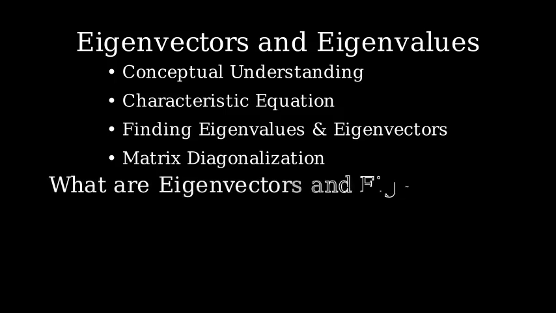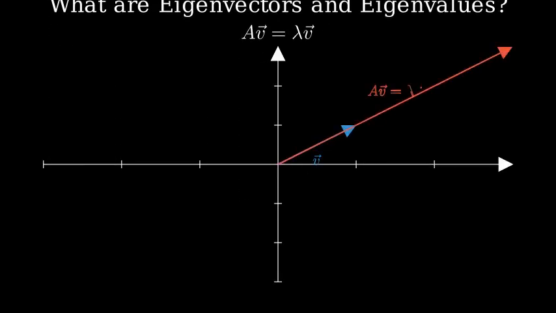An eigenvector of a square matrix A is a non-zero vector V, such that when A multiplies V, the result is the same vector V, just scaled by a factor lambda. This scaling factor lambda is called the eigenvalue. Mathematically, we can write this as AV equals lambda V. Geometrically, this means that when the matrix A transforms the vector V, the resulting vector points in the same direction as the original vector, just stretched or shrunk by the factor lambda.